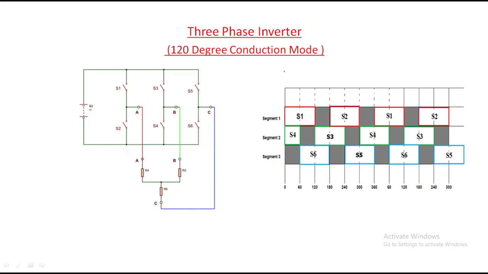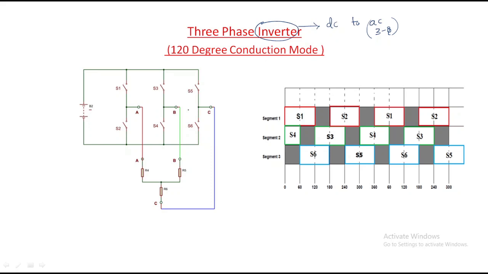Hello students, in this class we will discuss the three-phase inverter in 120 degrees conduction mode. Last class we discussed the 180 degrees conduction mode. Once again, what is an inverter? An inverter is a circuit which converts DC power to AC power. But here, a three-phase inverter converts DC power to three-phase AC power. We already discussed the 180 degrees conduction mode, but here we have to discuss the 120 degrees conduction mode.